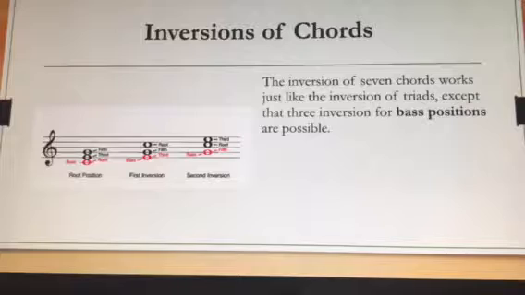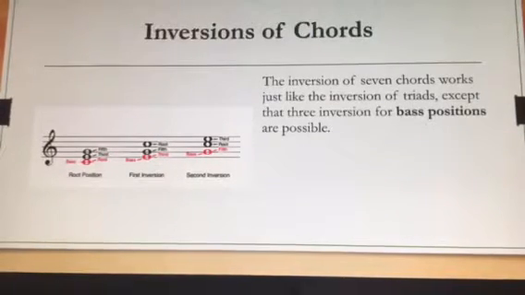In inversion, on triads, if you look on the left side of the presentation, we see the root position, the first inversion and second inversion of triads. In the root position, the root is in the bass, on the bottom in red. First inversion, the bass is on the bottom in red and the root is on top. On the second inversion, the bass is on the bottom and the root is in the middle.